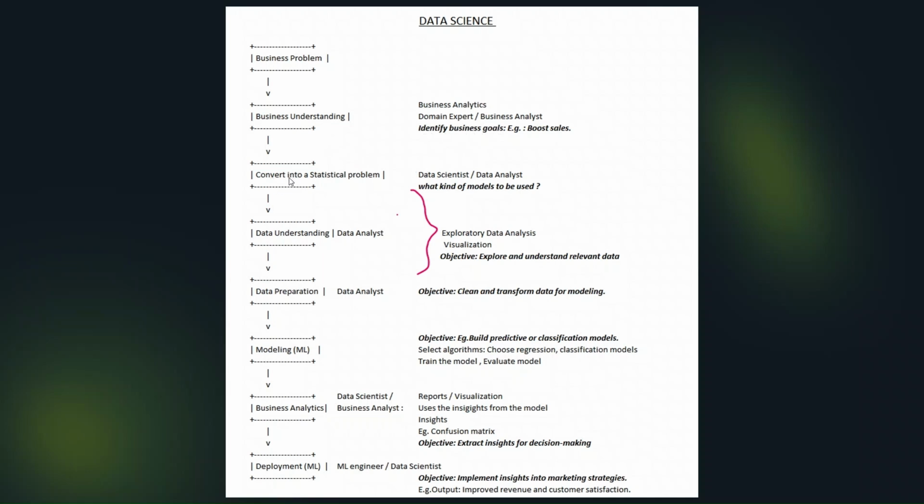Now we convert that business problem into a statistical problem. Then the data scientist will come into the picture, and they will analyze the data. They will check what kind of models to be used to understand the sales behavior and predict the sales, and to understand the features. Features means variables. What are the variables that are influencing the sales? Okay, that they will analyze, and the data will be given to the data analyst.